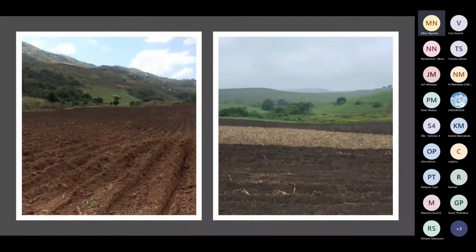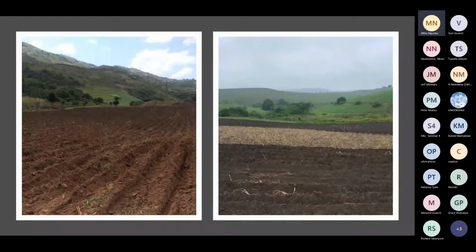So you do the basic stuff in terms of your land preparation, where you come in with your moldboard plow, you come in with your disc plow, and then you use a ridger to open the furrows or the lines to put in sugarcane.